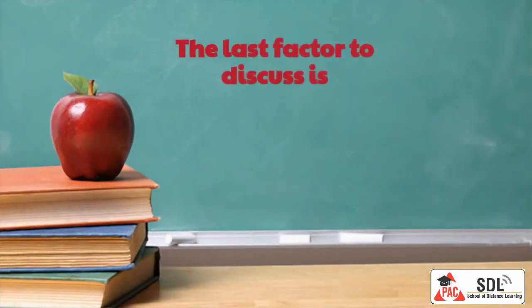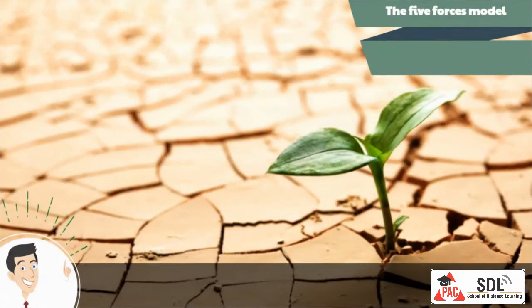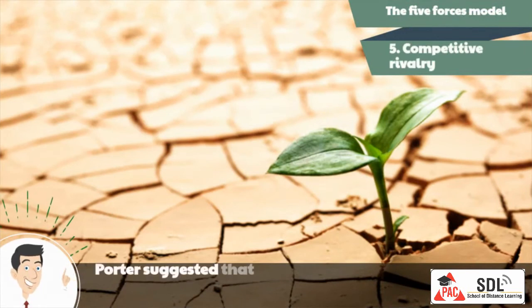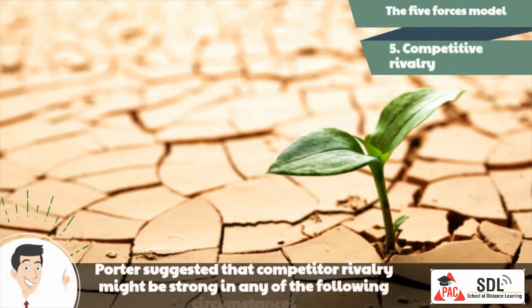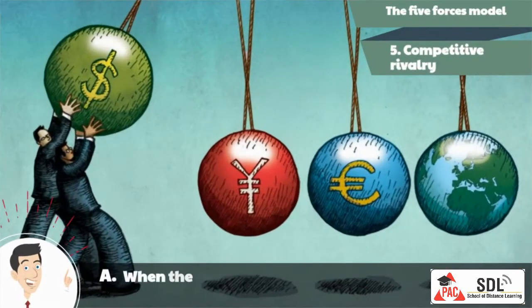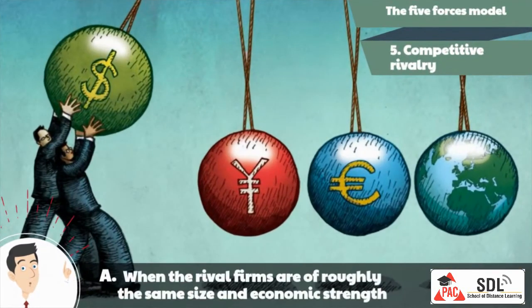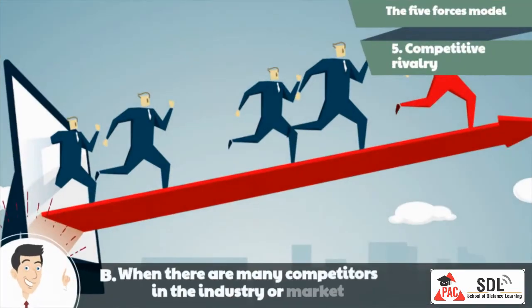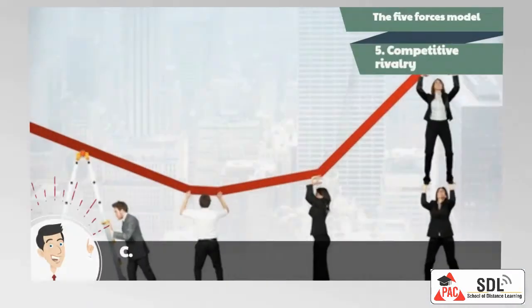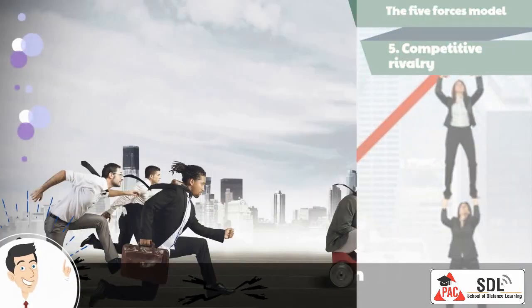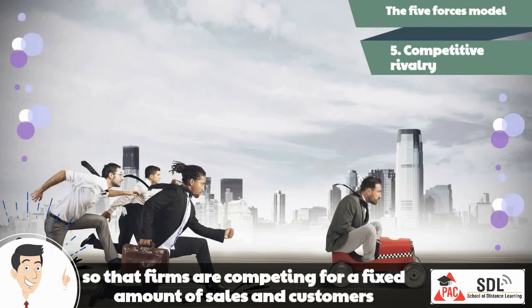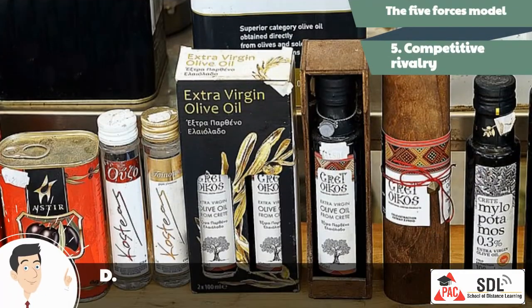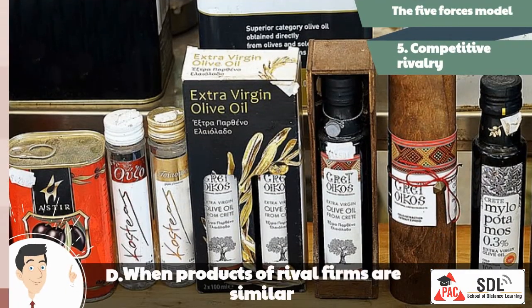The last factor to discuss is competitive rivalry. Porter suggested that competitor rivalry might be strong in any of the following circumstances. When the rival firms are of roughly the same size and economic strength. When there are many competitors in the industry or market. When there is slow growth in sales, so that firms are competing for a fixed amount of sales and customers. When products of rival firms are similar.